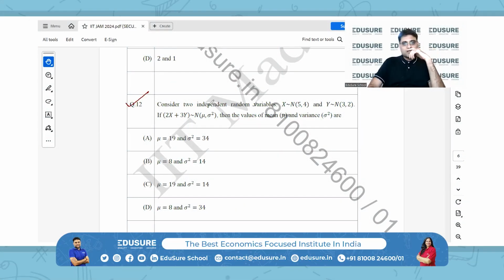2024, question number 12. Consider two independent random variables x and y. 2x plus 3y follows normal mu sigma square, and the values of mean and variance are what? So mean, let's call this z. Expectation z is nothing but the mean. So expectation of 2x plus 3y is what we need to find out.